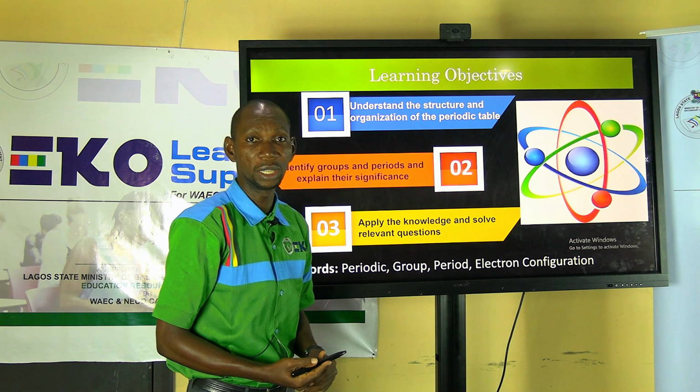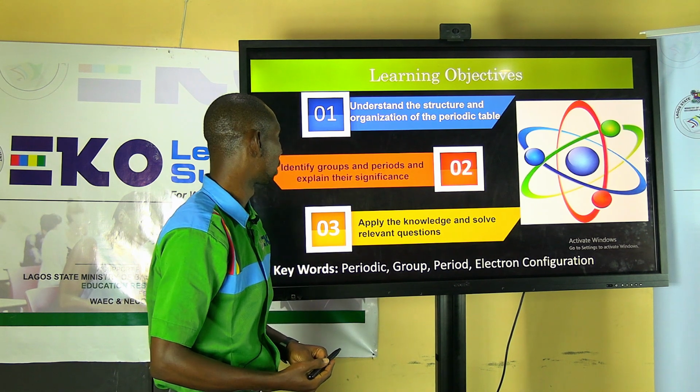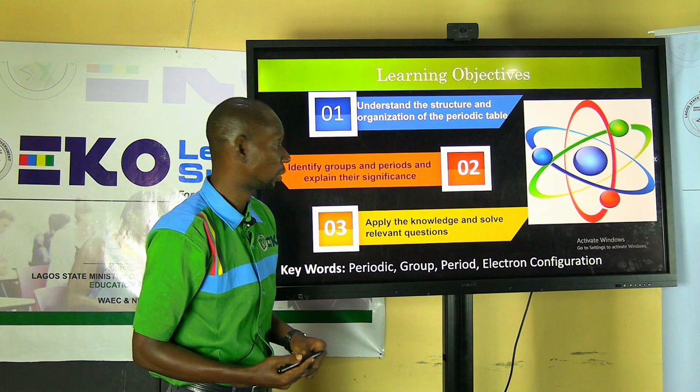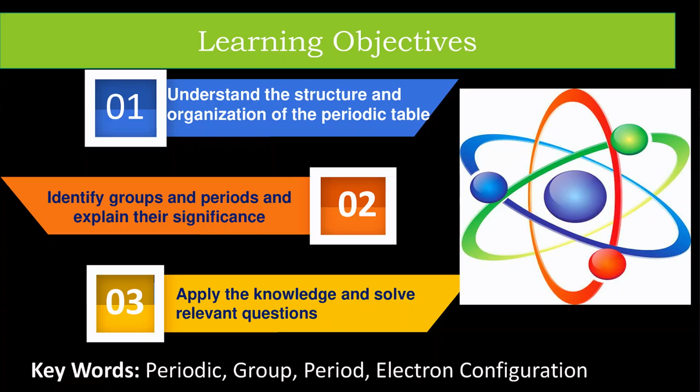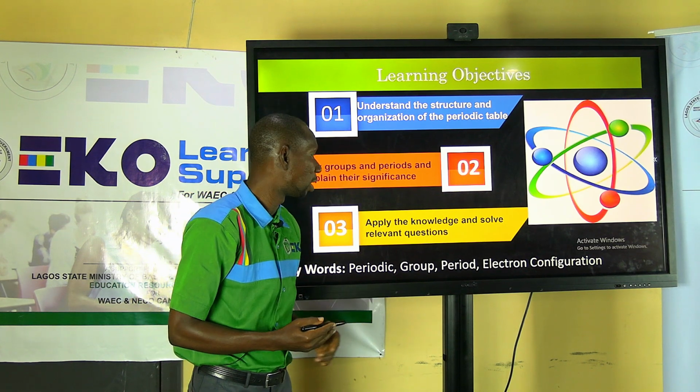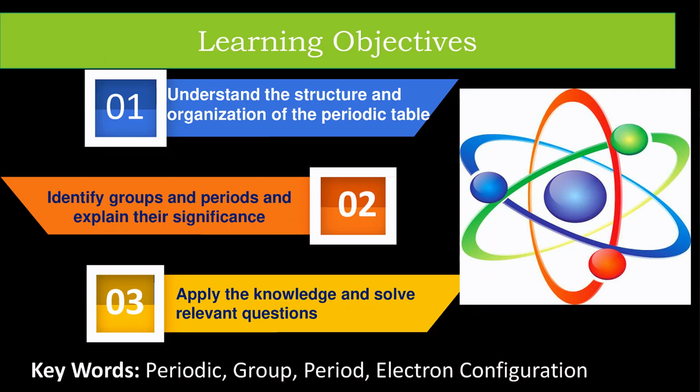We've set these three objectives for ourselves. At the end of this lesson, you should be able to understand the structure and organization of the periodic table. Next, you should be able to identify groups and periods and explain their significance. Lastly, you should be able to apply the knowledge acquired from this class to solve relevant questions.